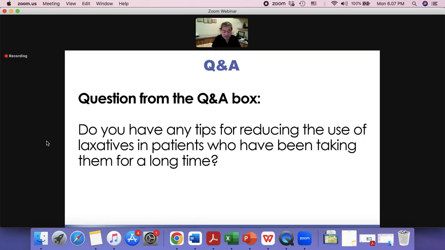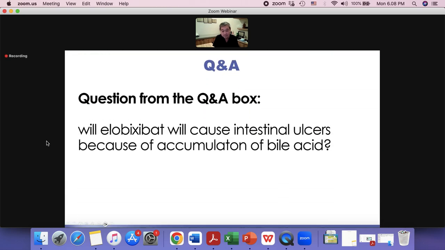Actually, we have one more important question. We will try to address this, and then maybe after that we can wind up the session since we are a bit beyond time. This question asks, will Elobixibat cause intestinal ulcers because of the accumulation of bile acids? I guess they're referring particularly to the colon. Any risk for the colon?